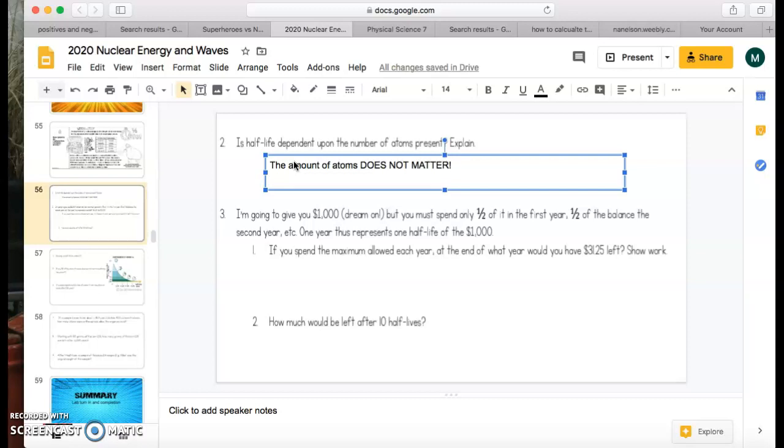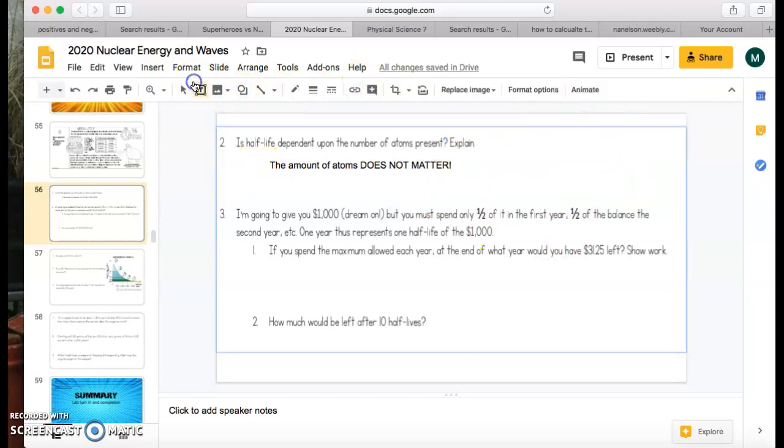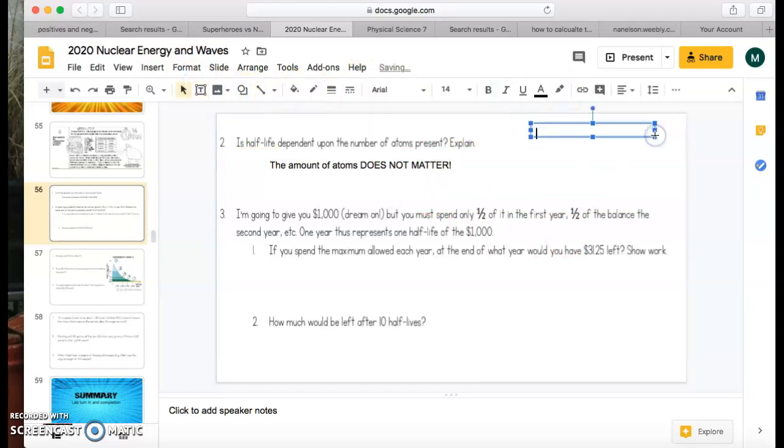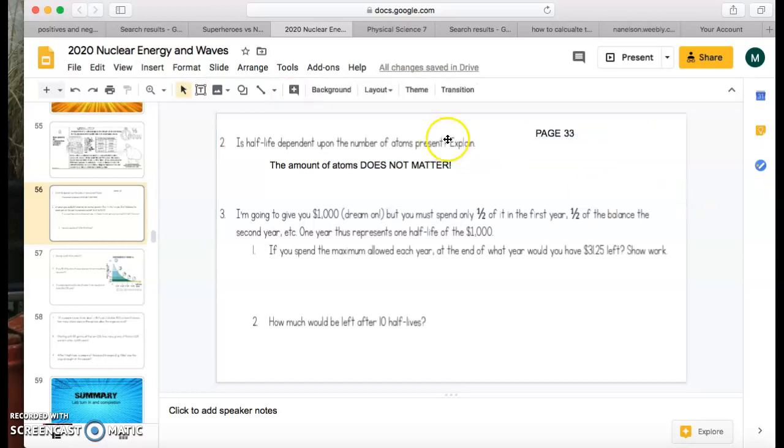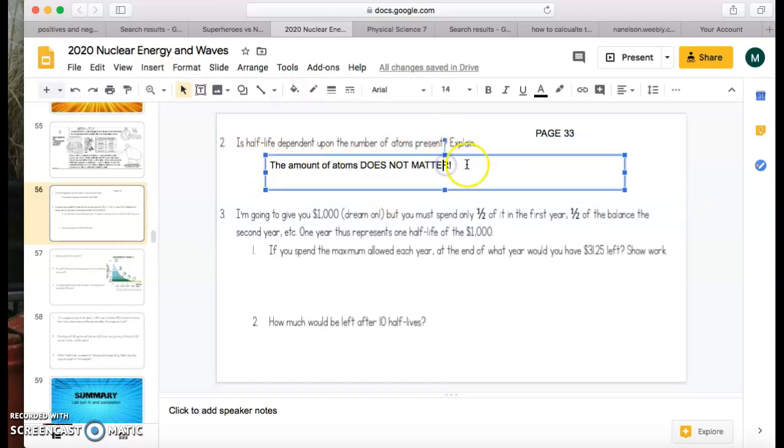Okay? Now, I apologize for not telling you this just a second ago, but I'm looking at page 33. So let me put this out here to the side for you guys. I'm sorry about that. We are now on page 33. Okay? So the amount of atoms does not matter. Okay? It's going to decay or it's going to cut in half at the same rate.